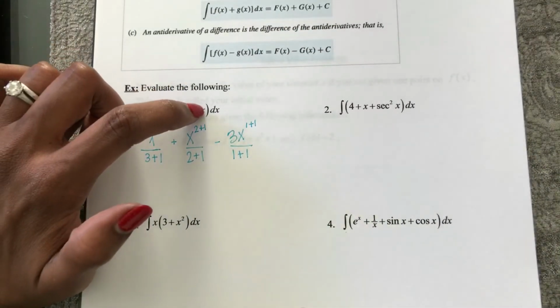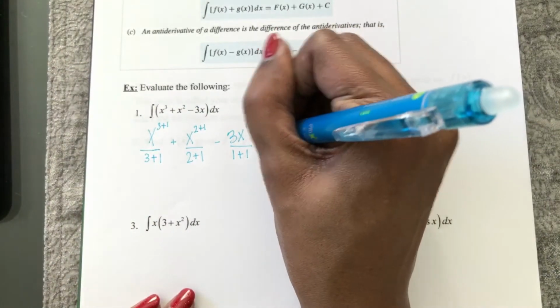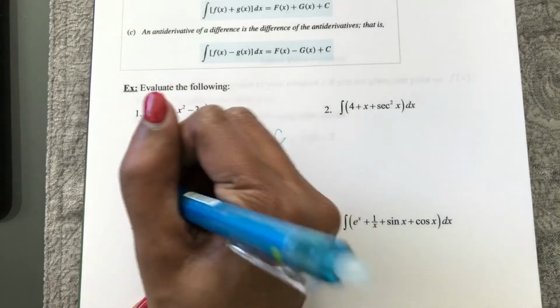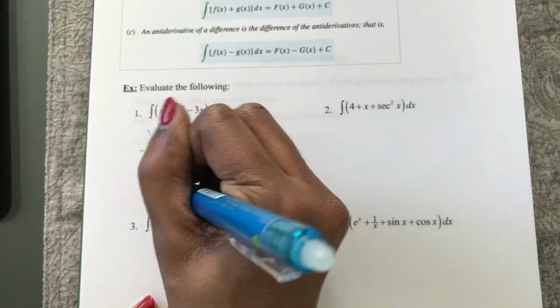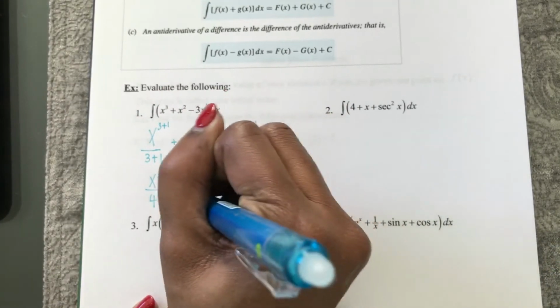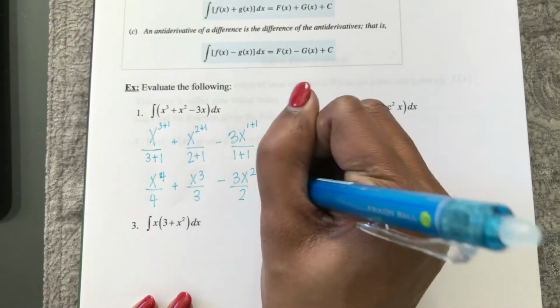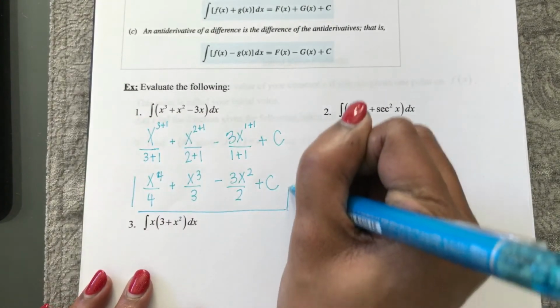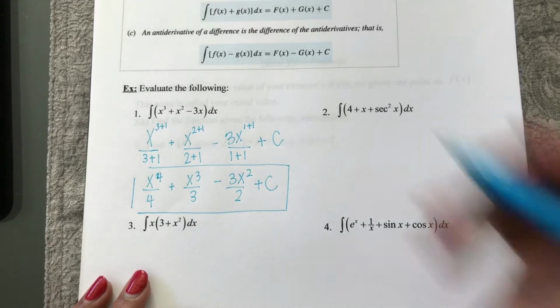And remember, there's actually a 0 added on the end here, so that means its antiderivative could have been a constant. So don't forget that c. So this simplified is x to the 4th over 4 plus x cubed over 3 minus 3x squared over 2 plus c. And remember, you could take the derivative to check your answer.